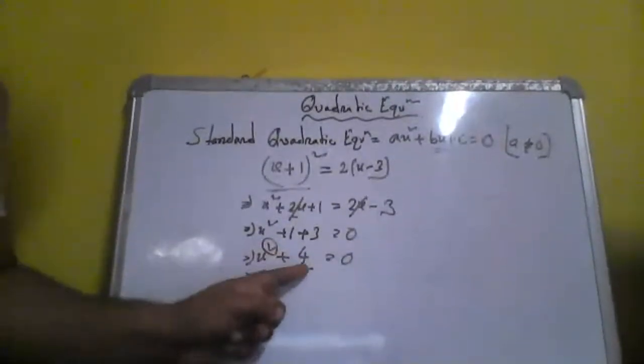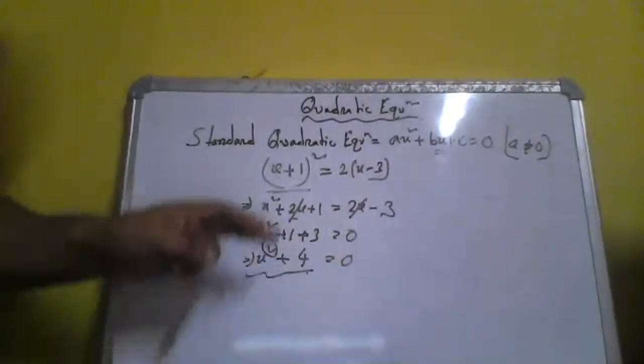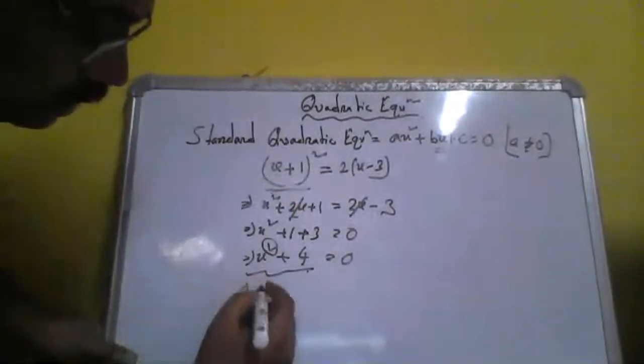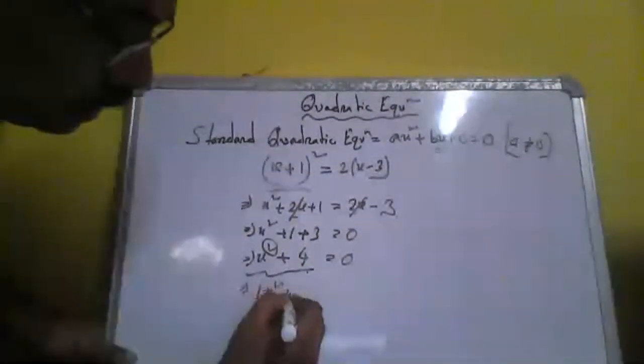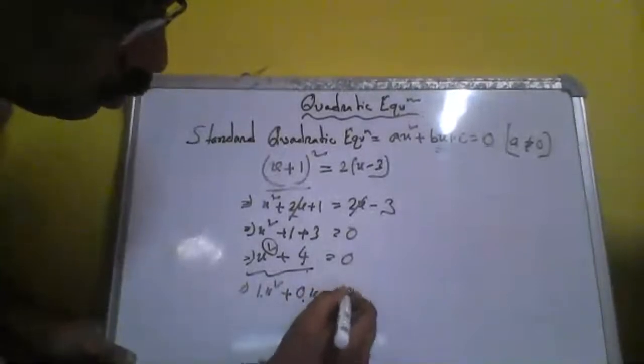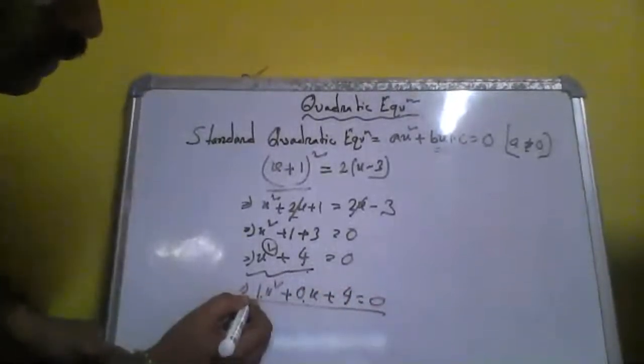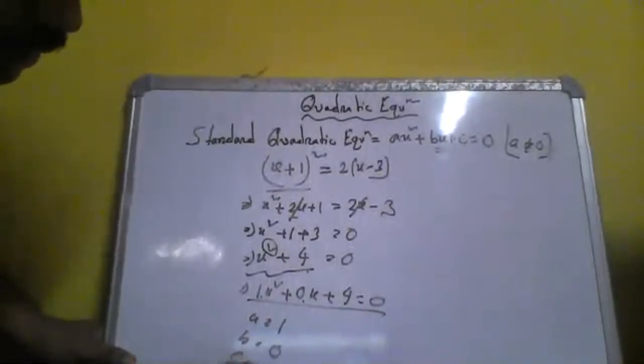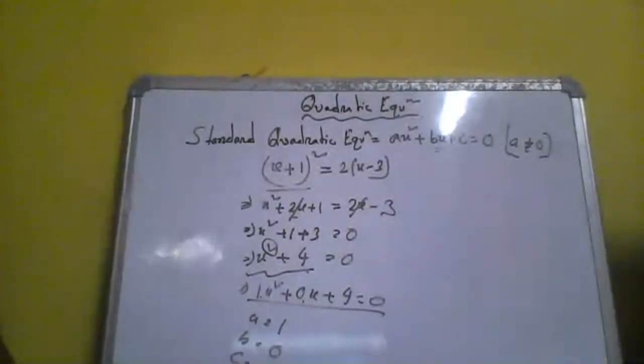x square plus 4 equal to 0. These are the quadratic equations. If we convert this equation into the standard quadratic equation form, then how can you write it? 1 into x square plus 0 into x plus 4. Then this one is the standard quadratic equation form. So a equal to 1, b equal to 0, and c equal to 4. Understood?